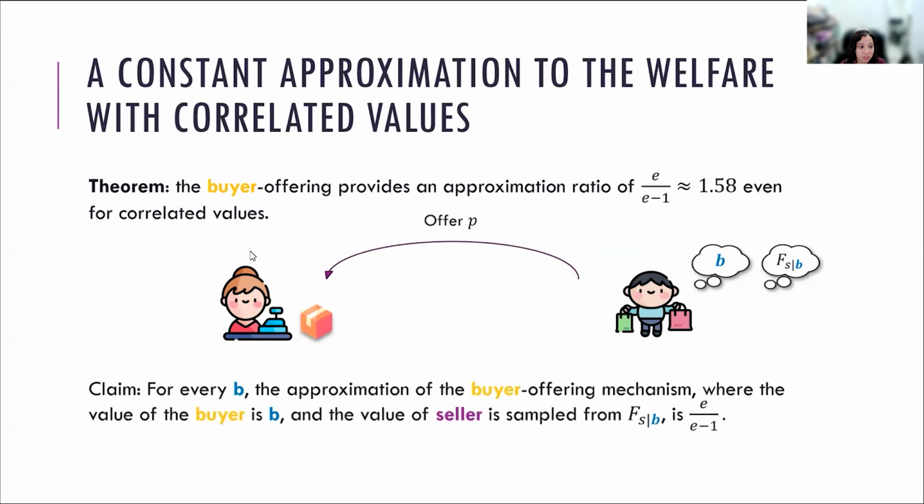Okay, so in order to prove the theorem, we prove the following claim. We prove that for every B, the approximation ratio of the buyer offering mechanism, where the value of the buyer is B and the value of the seller is sampled from F of S given B, is e divided by e minus 1. And note that this is enough to prove the theorem. This is because the claim shows that for every B, the approximation ratio of the buyer offering mechanism, conditioned on the value of the buyer being B, is at most e divided by e minus 1. And so if we have this for every B, we also get it for the general case.